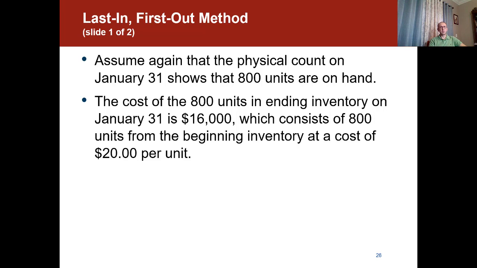Same concept. So assume again that the physical count on January 31st shows that 800 units are in hand. The cost of the 800 units in the ending inventory on January 31st is 16,000, which consists of 600 units from the beginning inventory at a cost of $20 per unit. So it's going to be flipped now. Our ending inventory under LIFO would be our oldest items. So we're going to start from the top.